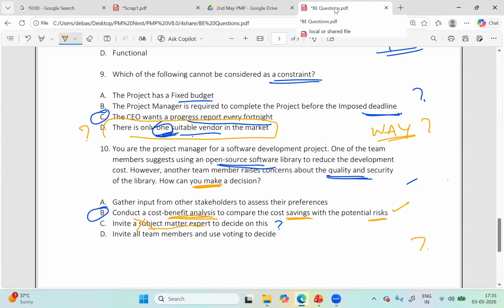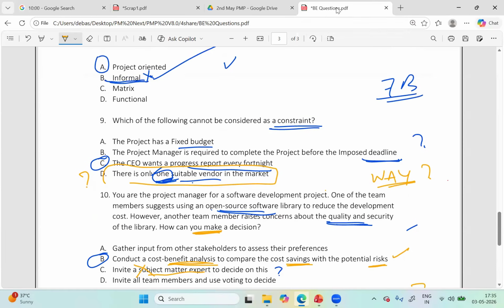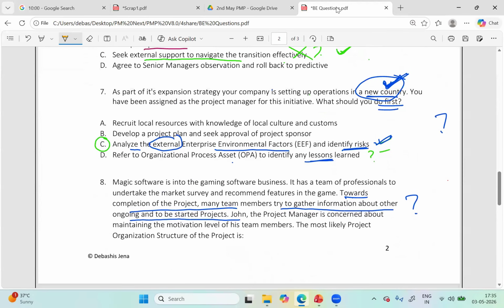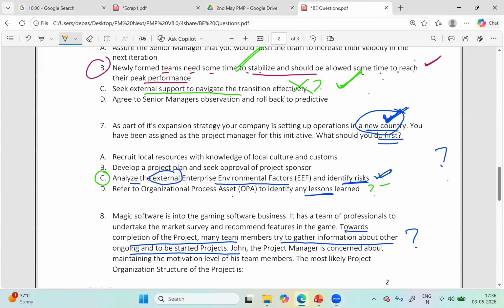Which of the following cannot be considered as a constraint? Somebody said 7B, is it? I'll take it up. I have a request. Please, that's why I'm saying right answer, please don't post, because other queries are lost. Okay, so I'll go to 7B.